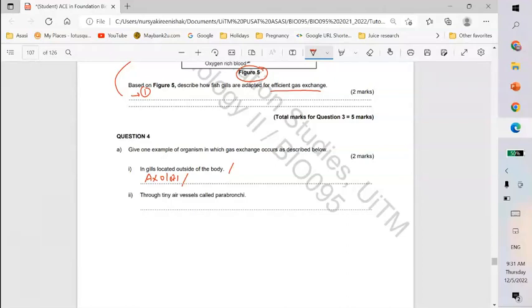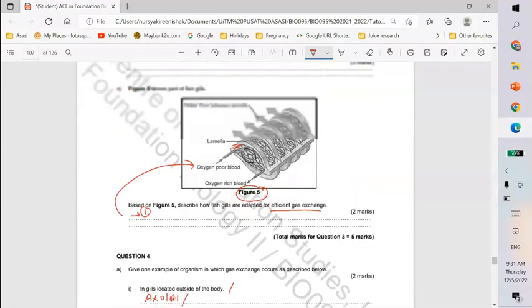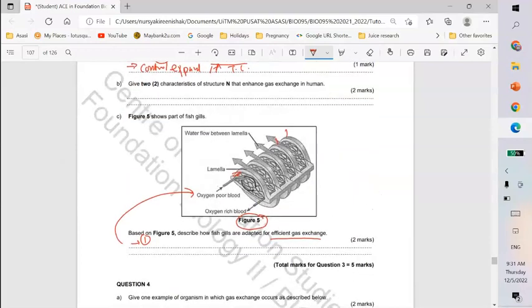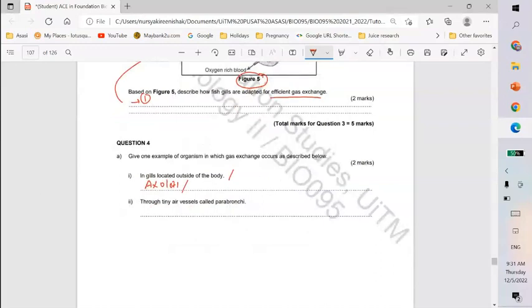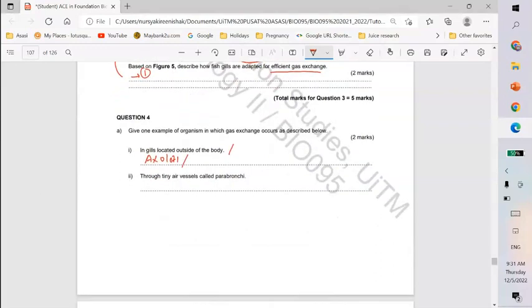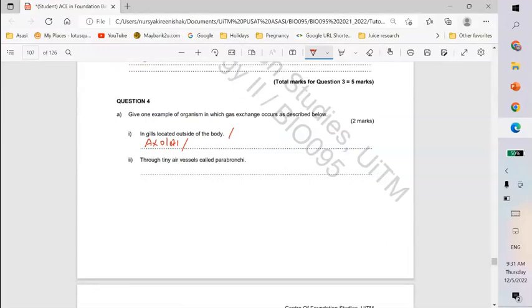For birds, gas exchange is through tiny air vessels called parabronchi. The arrangement of blood vessels with the parabronchi is cross current, whereas the other one is counter current. For birds it is cross current. And birds, which you need to know since we are doing revision, use a two cycle breathing process. Why? Because they have a posterior air sac and an anterior air sac, and in between you have the lungs.